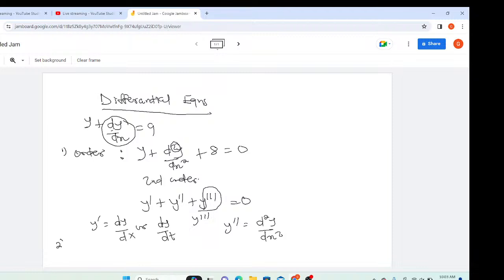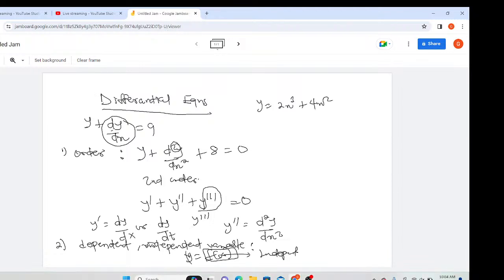The second terminology you have to take note of is dependent variable and independent variable. When you have any equation, not only a differential equation, let's say y equals a function of x, our x here can be varied, so we'll call x the independent variable. It doesn't depend on the value of y, but y rather depends on x. So let's say we have y equals 2x cubed plus 4x squared plus 8.